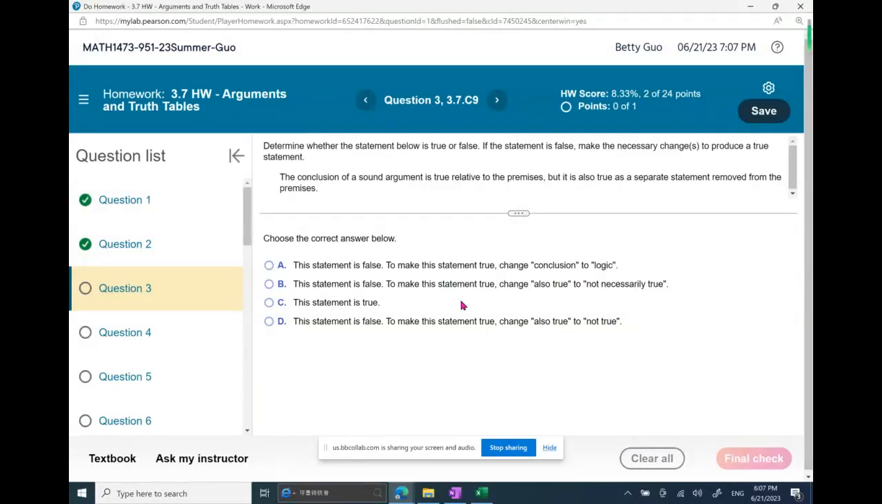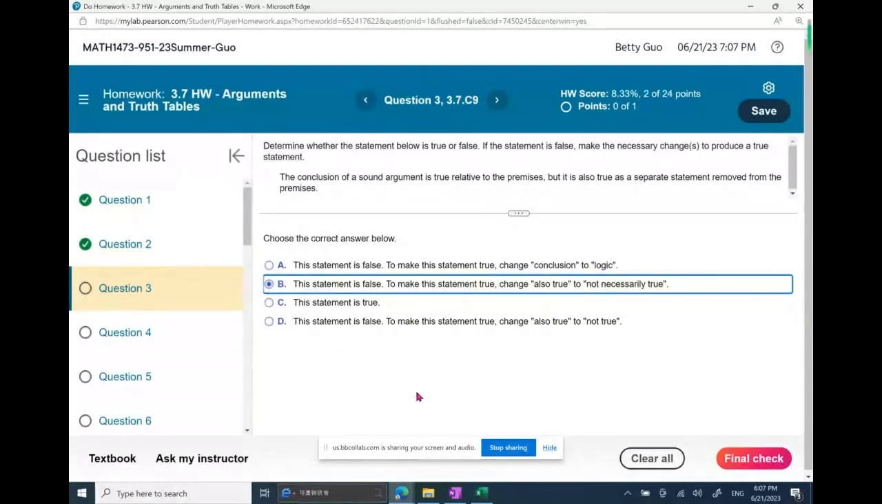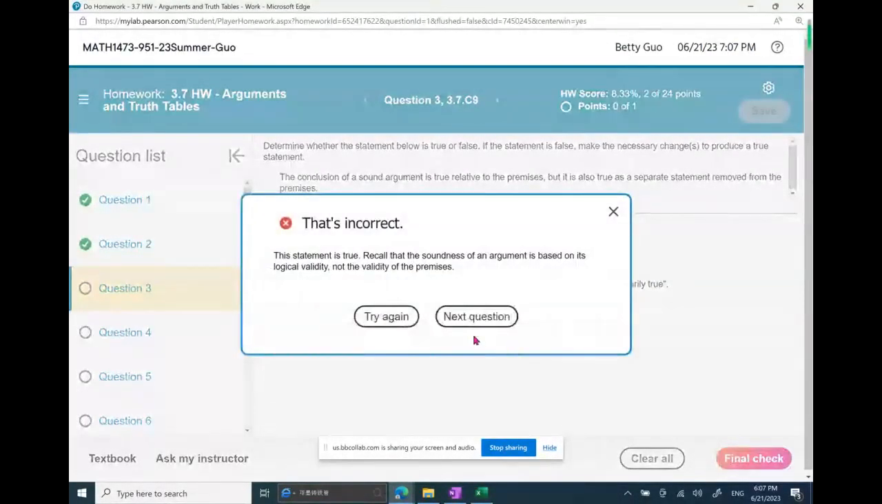removed from the premises. Let me try this one. If not, we try A. Nope. This statement is true. Oh, okay. Recall that the soundness of an argument is based on its logical validity, not the validity of the premises.